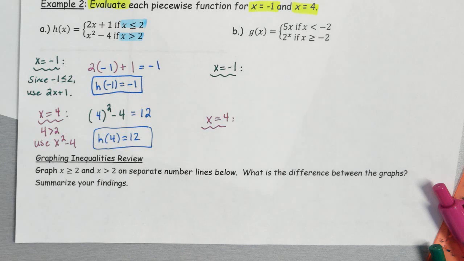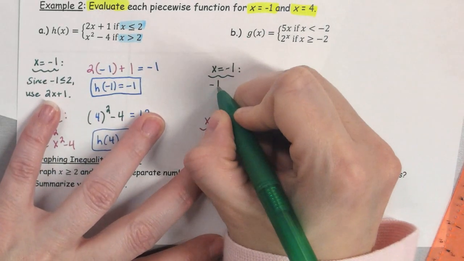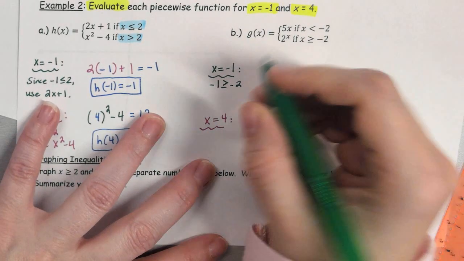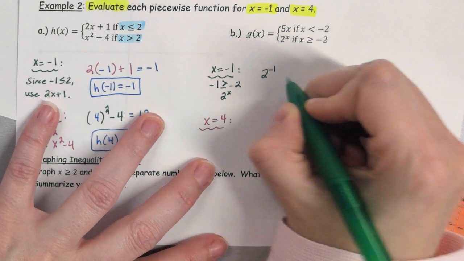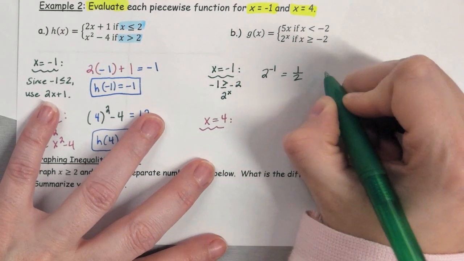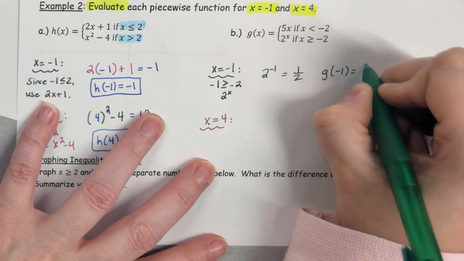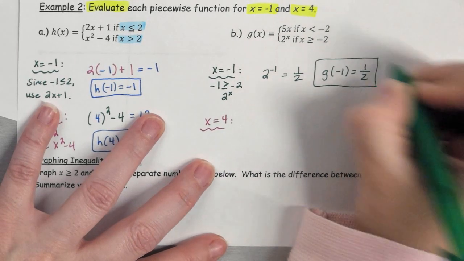All right, so x equals -1. Did that go into the top equation or the bottom? Yeah, because -1 is greater than or equal to -2, so you have to use 2 to the x. What is 2 to the -1? All right, awesome. So g of -1 equals 1/2. That should be your final answer.